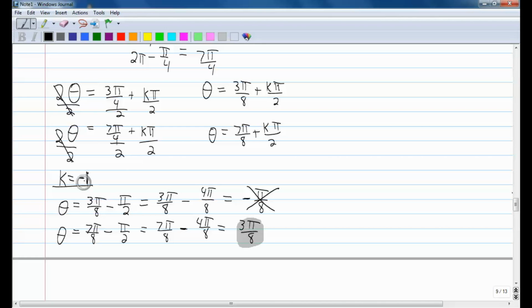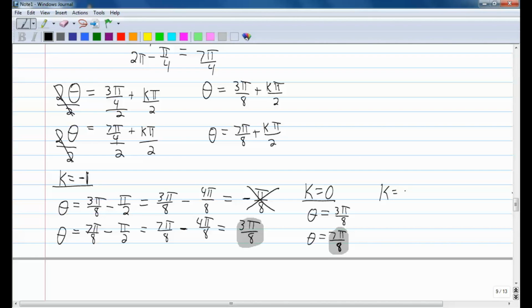Alright, now increase the value of k by 1. That would make it k equals 0. So if k equals 0, this is the easy case, because what you're adding here and here just goes away. And that will give me theta equals 3 pi over 8. Theta equals 7 pi over 8. Well, you already got 3 pi over 8, so of course you don't write that answer down twice. It's the same answer. But we do have a new answer here, 7 pi over 8.